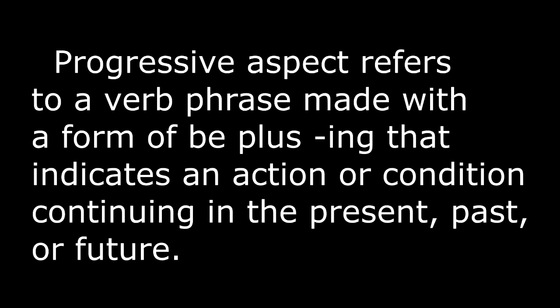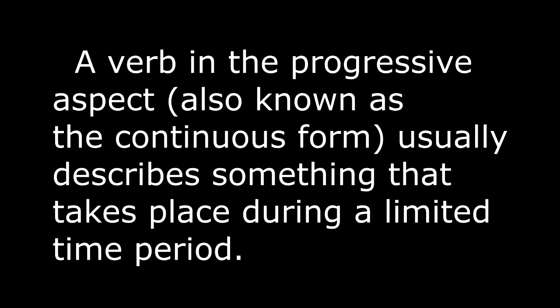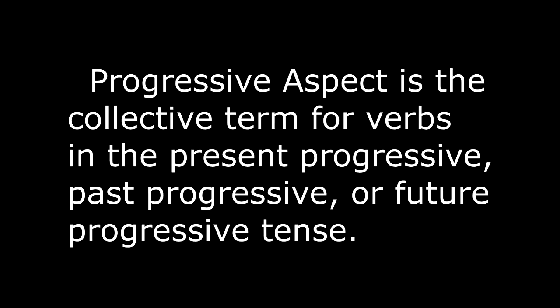Progressive aspect refers to a verb phrase made with a form of be plus ing that indicates an action or condition continuing in the present, past, or future. A verb in the progressive aspect, also known as the continuous form, usually describes something that takes place during a limited time period. Progressive aspect is the collective term for verbs in the present progressive, past progressive, or future progressive tense.